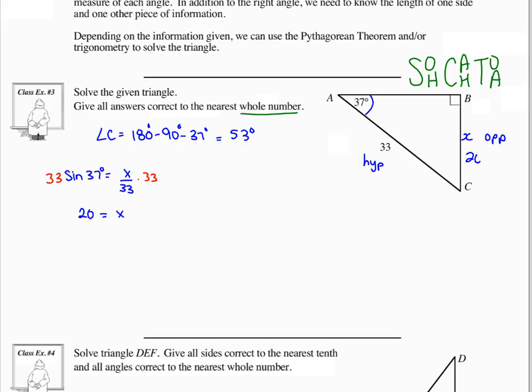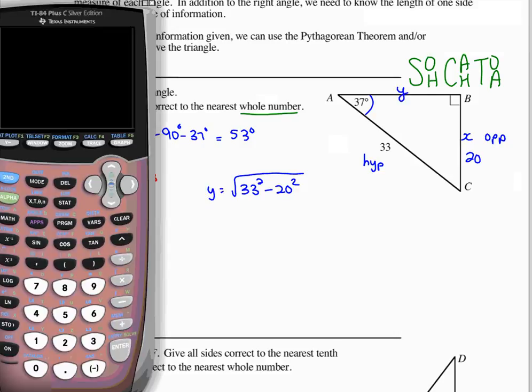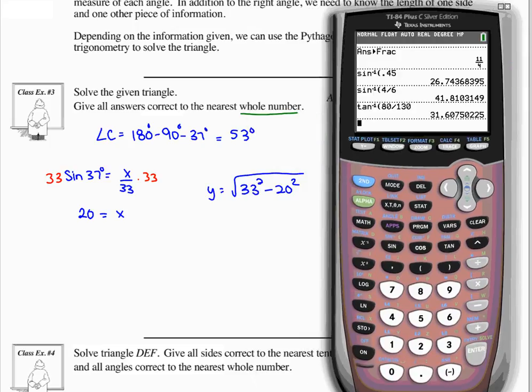Okay. Now, what's the easiest way to find the last side? Pythagorean. So would it be subtraction or addition in this case? Subtraction. So just double check that you did subtraction. So it should be 33 squared minus 20 squared. And then square root that to get, I'll call this y. You should be using your exact value. Now, to the nearest whole number, it shouldn't compromise it unless it was really close to that 0.5.